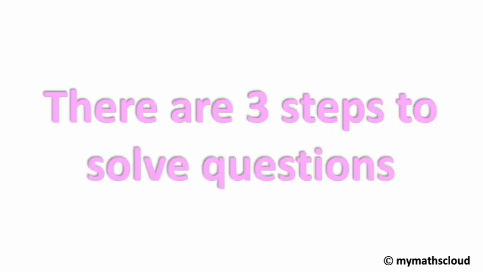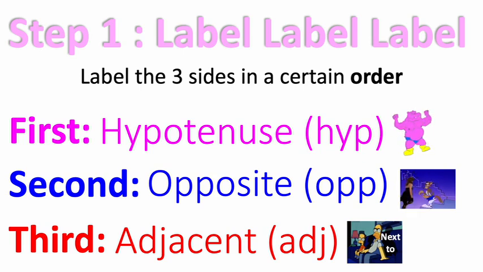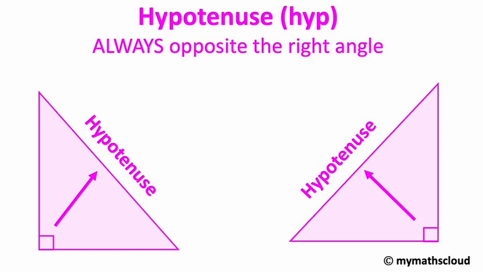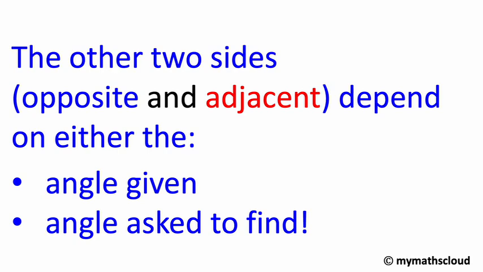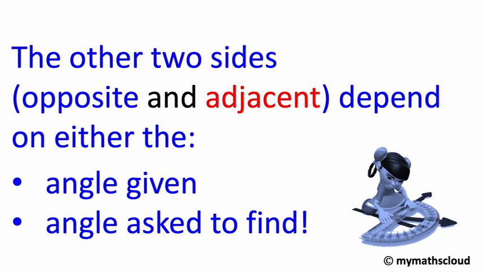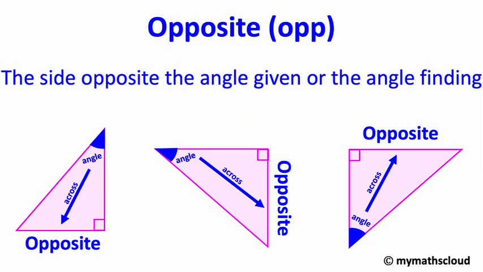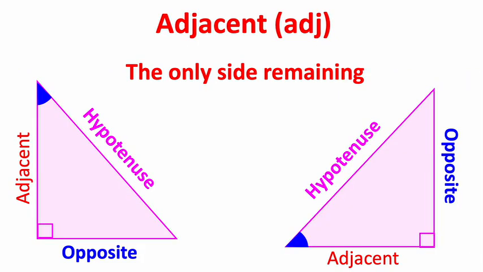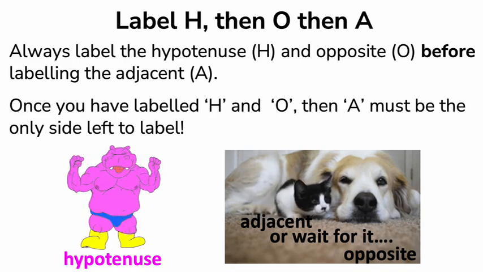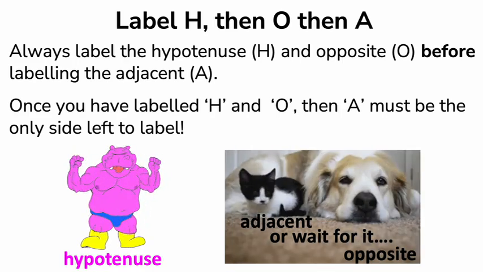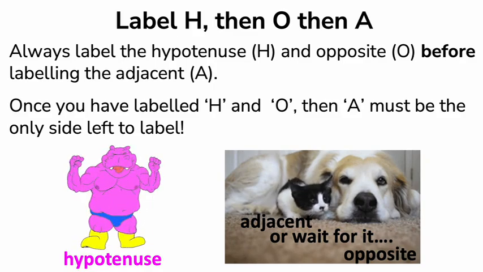First label all the three sides by asking where from the angle they reside. The longest side first, always the hypotenuse. The other two sides don't confuse. The angle given or finding, consider this angle, let's digest. The side across, call it the opposite. Opposite the angle, the last side remaining, call it adjacent. Stick to this, don't get complacent. Best order to label is H, O, then A.